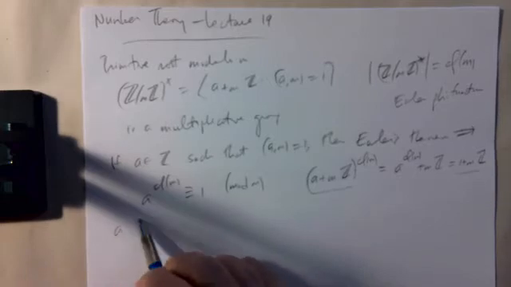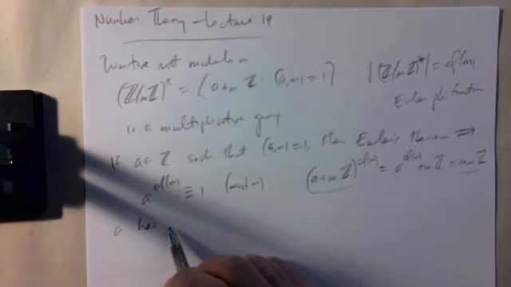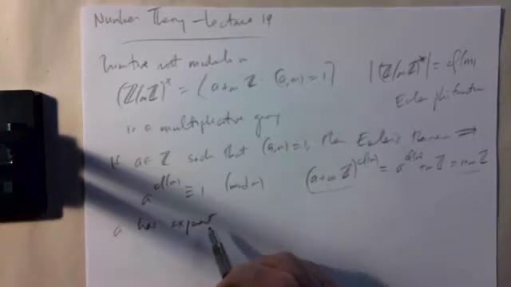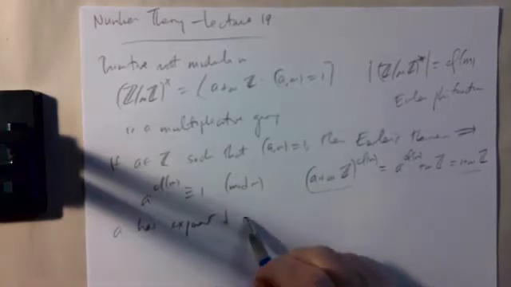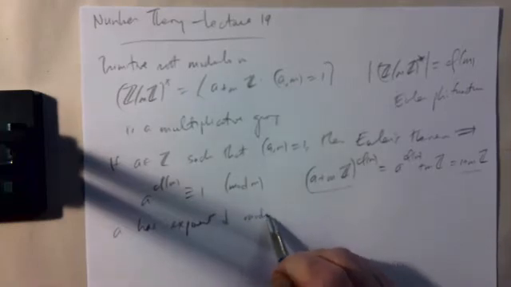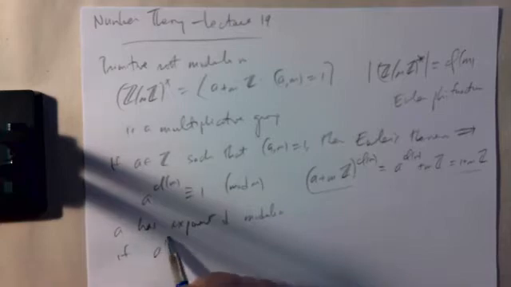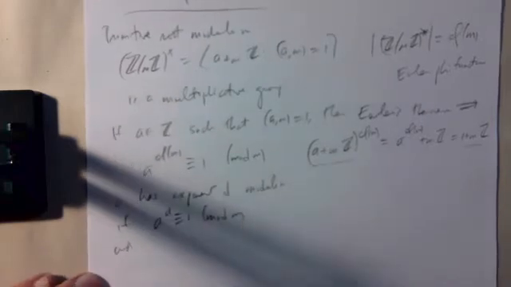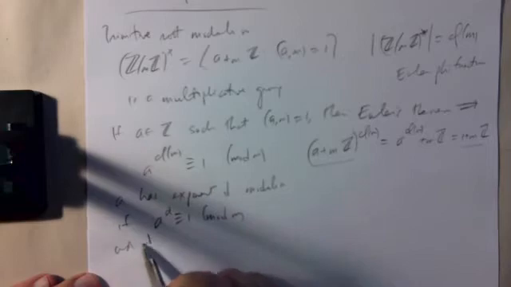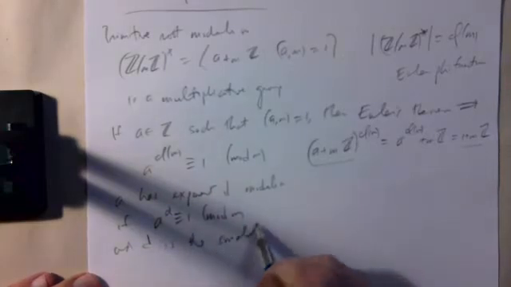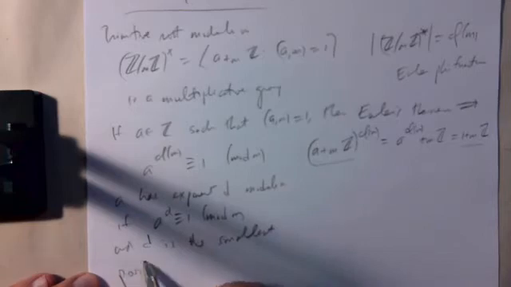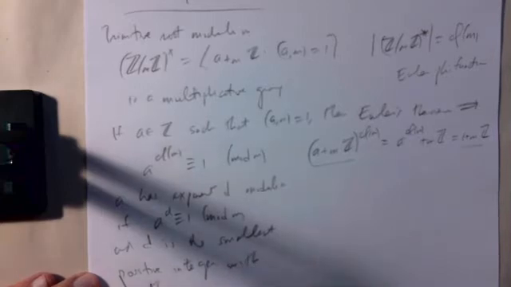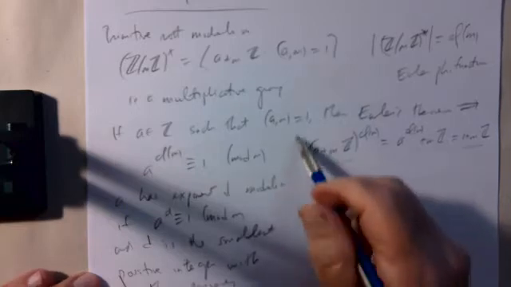And we say that a has exponent d modulo m if a to the d is congruent to 1 mod m, and d is the smallest positive integer with this property.